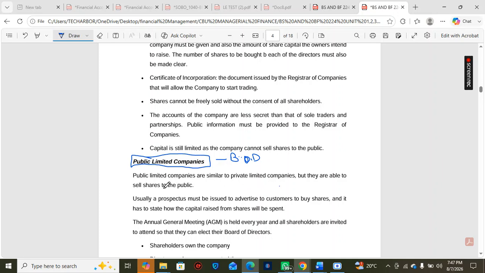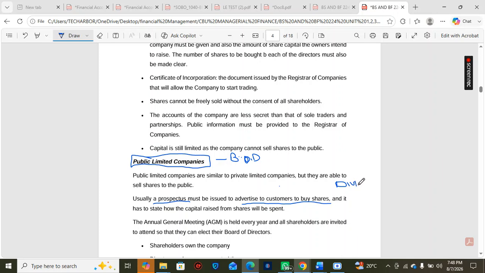And you obviously hear this word, a prospectus. This prospectus is issued to advertise to customers to buy shares. When the public limited company is offering shares, it will issue this prospectus so people can buy shares. As the general public, we can buy shares in the company. When we buy shares, remember, we also become part owners of that company. And for becoming a part owner, you receive dividends.